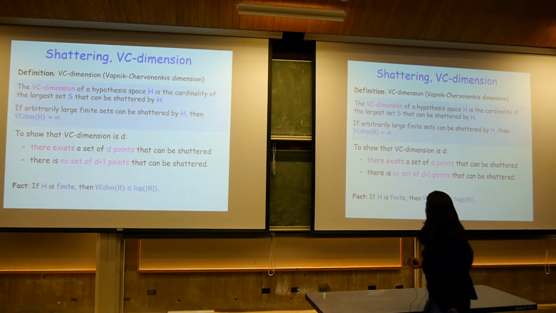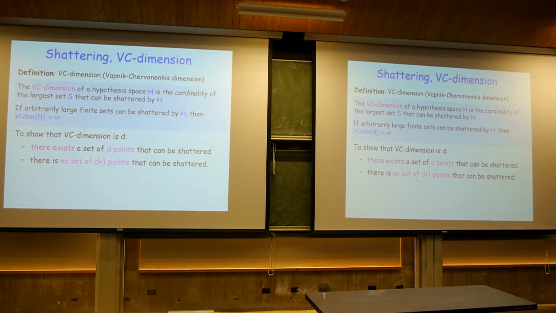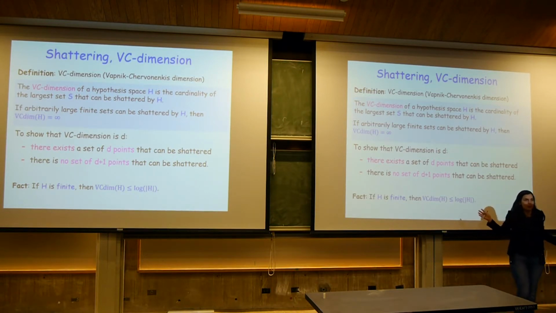Cool. So let me mention this actually. You can show just by the definition of the VC dimension that if H is finite, the VC dimension of my hypothesis space H is upper bounded by log of the size of H. Because obviously I cannot shatter log of the size of H plus 1 points, since I would need more than the size of H hypotheses. So that means there is an upper bound on the VC dimension, which is log of the size of H, if H is finite.